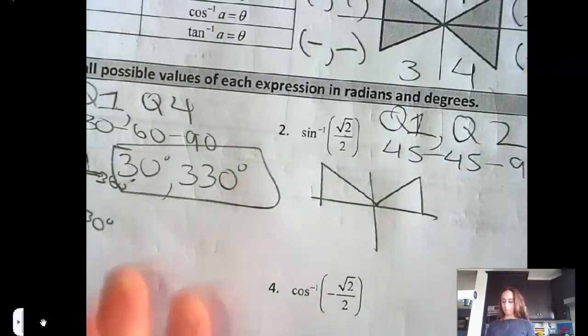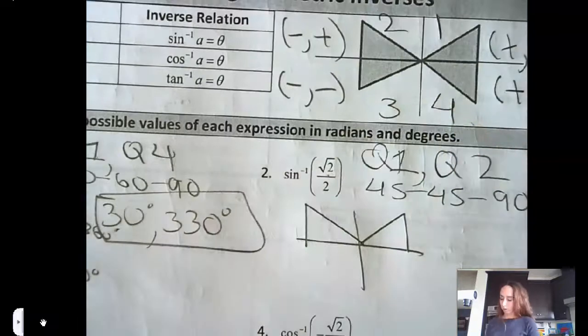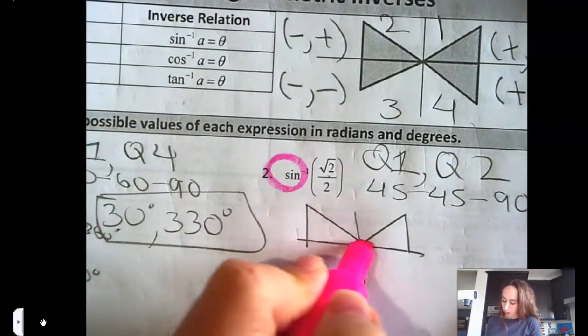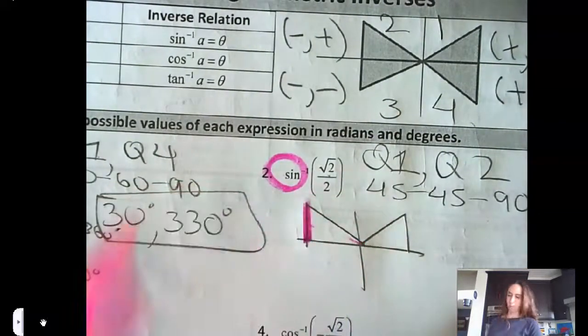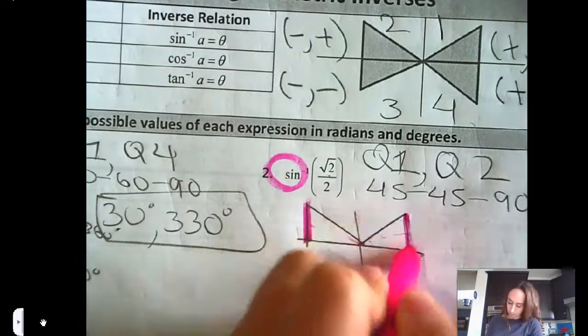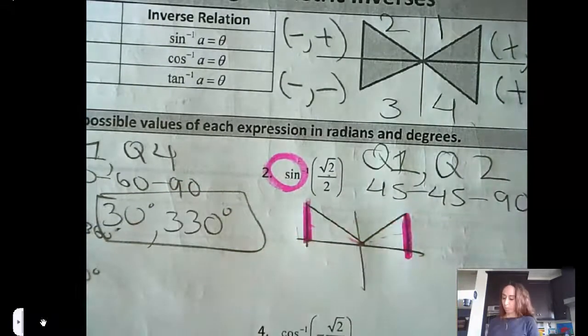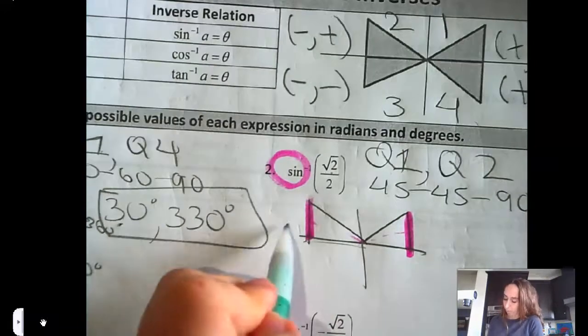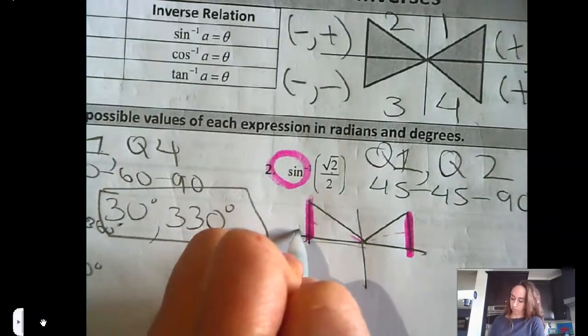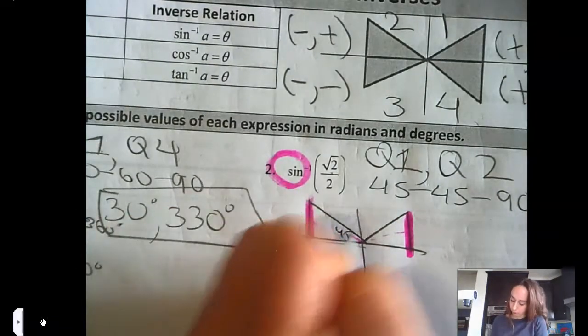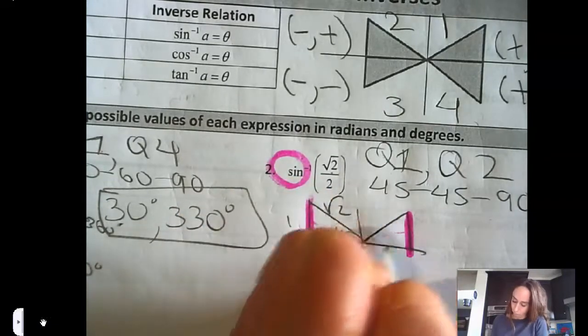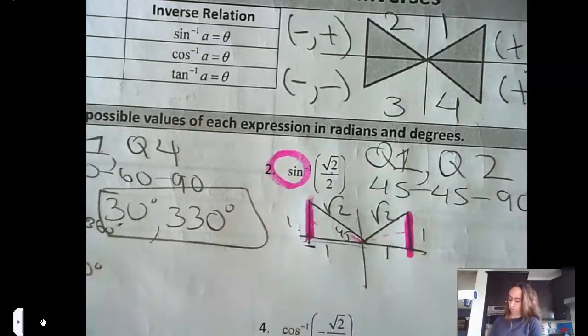Now some of you go, how did you know that it was going to actually be that if you didn't have this cute little picture? Well, sine is opposite over hypotenuse. When we go to the left, it's negative, but when we go up, it's positive. And that means this is a 45, 1, 1, rad 2.